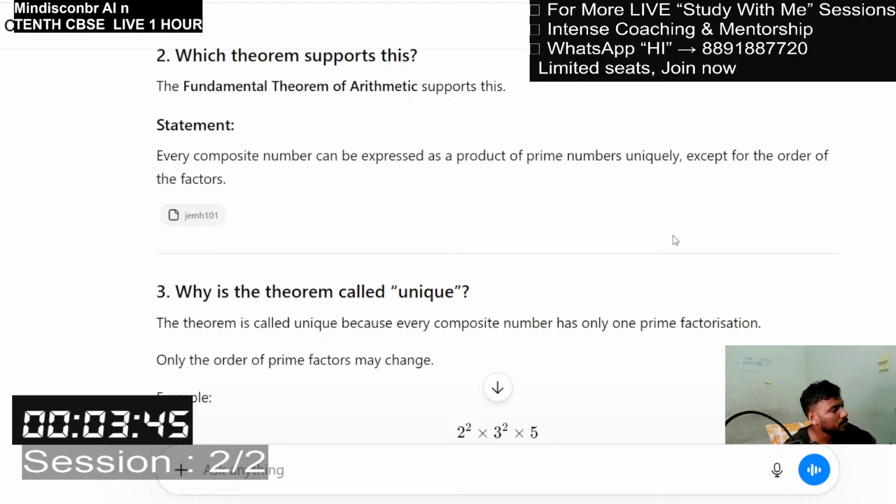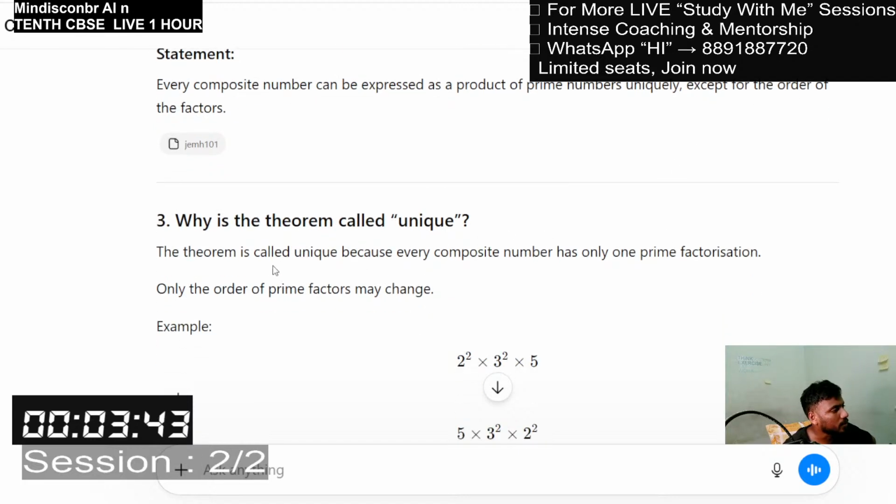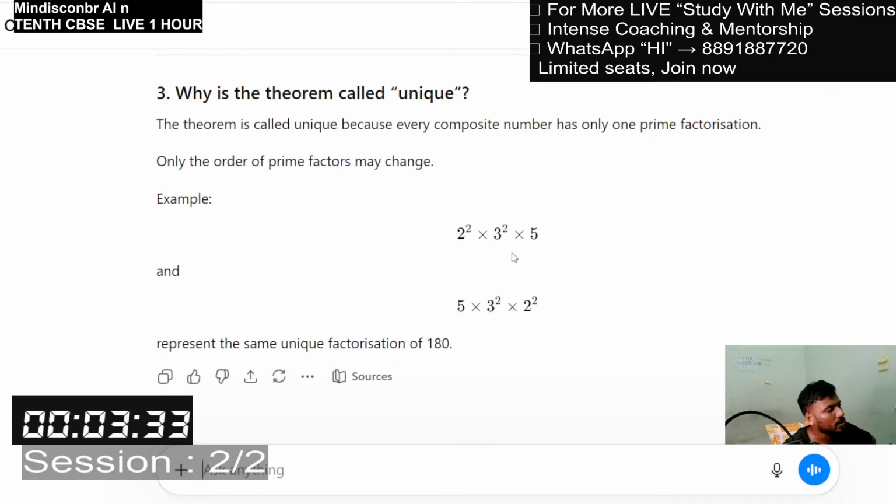Order is accepted. Why is this theorem called unique? The theorem is called unique because every composite number has only one prime factorization. Only the order of prime factors may change. Does 180 have the same or only a unique factorization? Here 2 square into 3 square into 5, and here also 5 into 3 square into 2 square, represent the same unique factorization of 180.